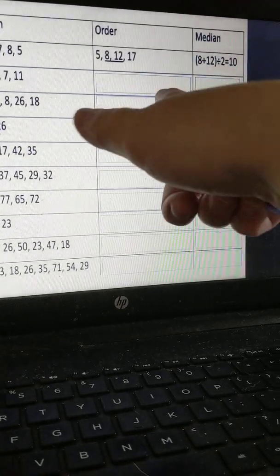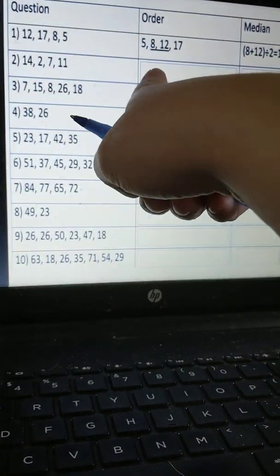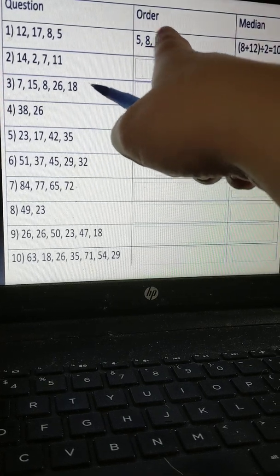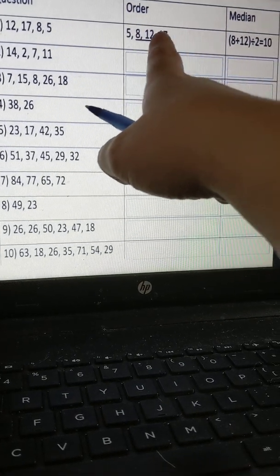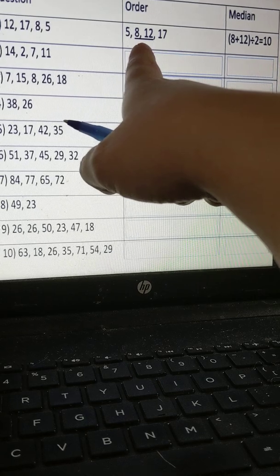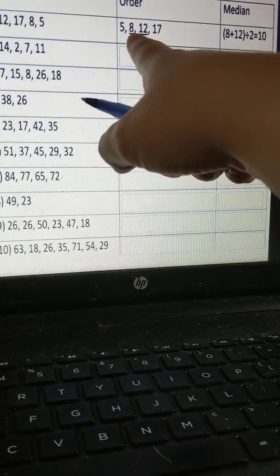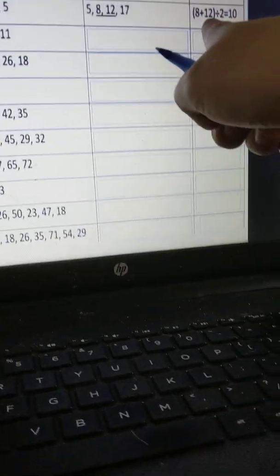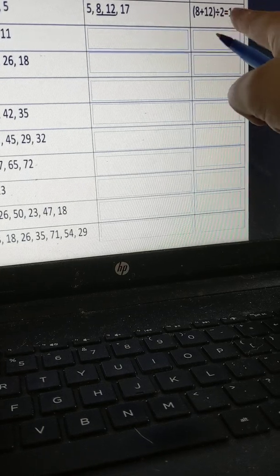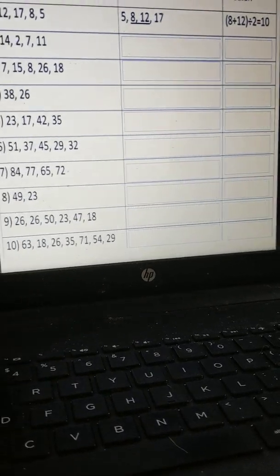There's an example right here. So we've got these numbers. We've put them in order: 5, 8, 12, 17. I take one off the beginning and end. I'm going to end up with 8 and 12 in the middle. So they're finding the mean of these two to find the median of the whole thing. So 8 plus 12 is 20, divided by 2 is 10. All right, so I'm going to show you.